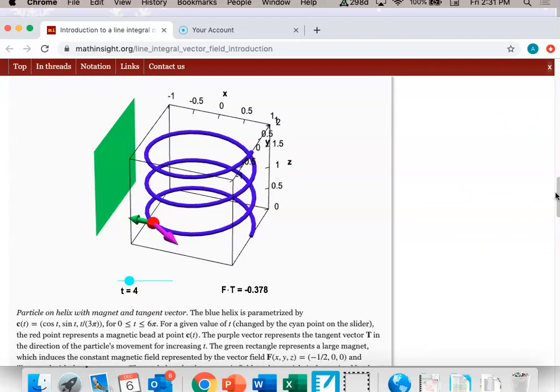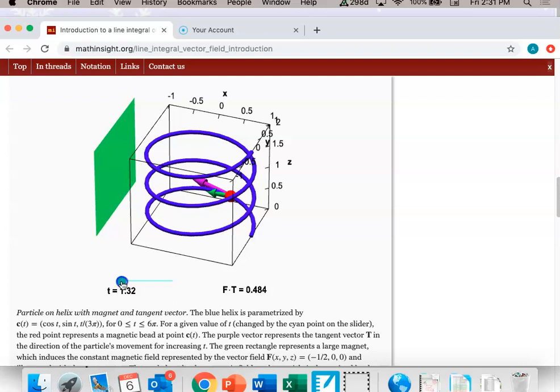So this green plane right here, think of that as a gravitational field that's pulling towards the green plane. This green vector is the direction of your vector field, your force field. Now, this purple vector, that's T. That's the vector tangent to the curve in the direction of motion of the object. So when these two vectors are perpendicular, the work done is 0 because the dot product is 0. There's no work being done on the object. By the way, this is your F dot T. There's your work right here.